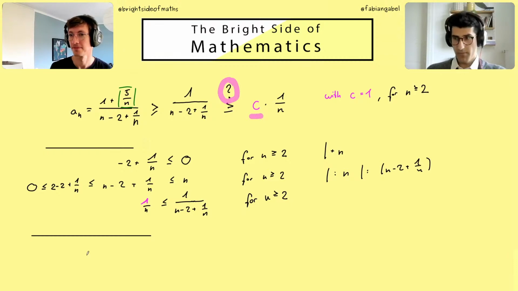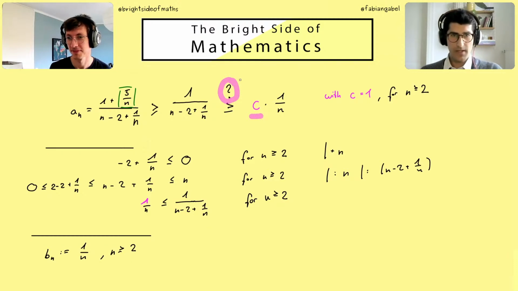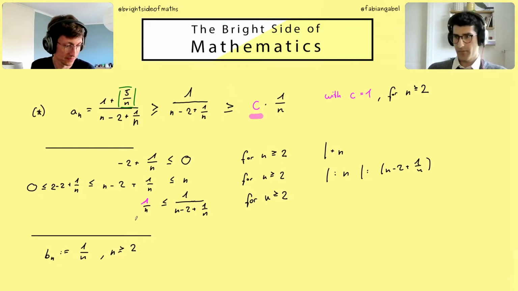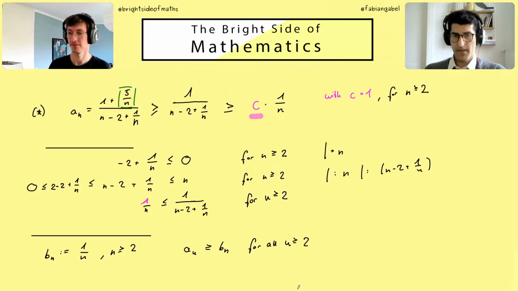So to make it more formal, we now define the sequence Bn as 1 over n for n greater or equal than 2. And we have shown here, I can delete now this question mark because it holds true, this inequality here, that is marked with star, that an is greater or equal than bn for all n greater or equal than 2.